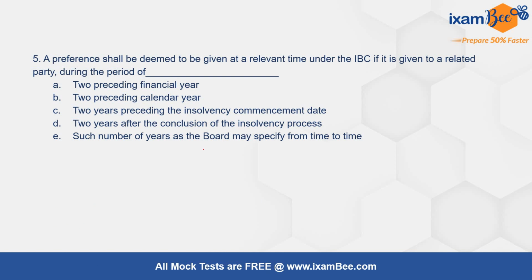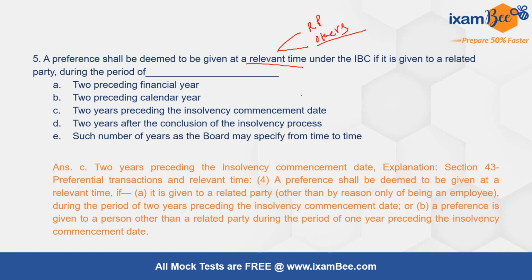तो अभी just मैं आपको ये बता रही थी कि जो relevant time period है वो दो categories में है. One is with respect to related party and one is with respect to others. Okay, in general. So अब यहाँ पे वही question है कि preference कब माना जाएगा दिया गया है particular relevant time में under the code. So the relevant time is 2 years preceding the insolvency commencement date.